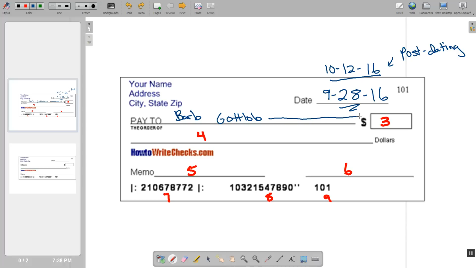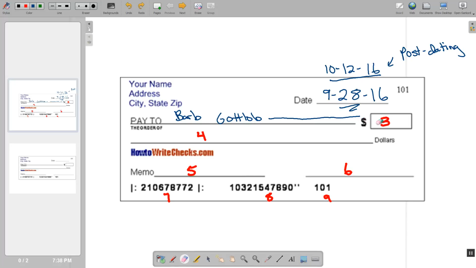So a lot of times people will write a line in here because if I wrote Barb Gottlieb and Danielle Hansen, all of a sudden Danielle can now cash this check. So it's important to make sure that you write your names as close to the left as possible and to X out any extra space so new people cannot cash it.